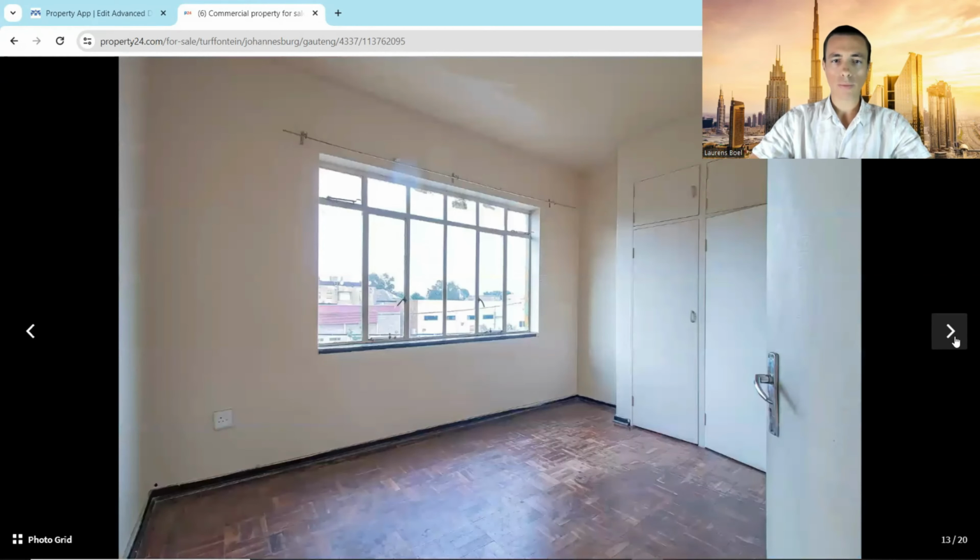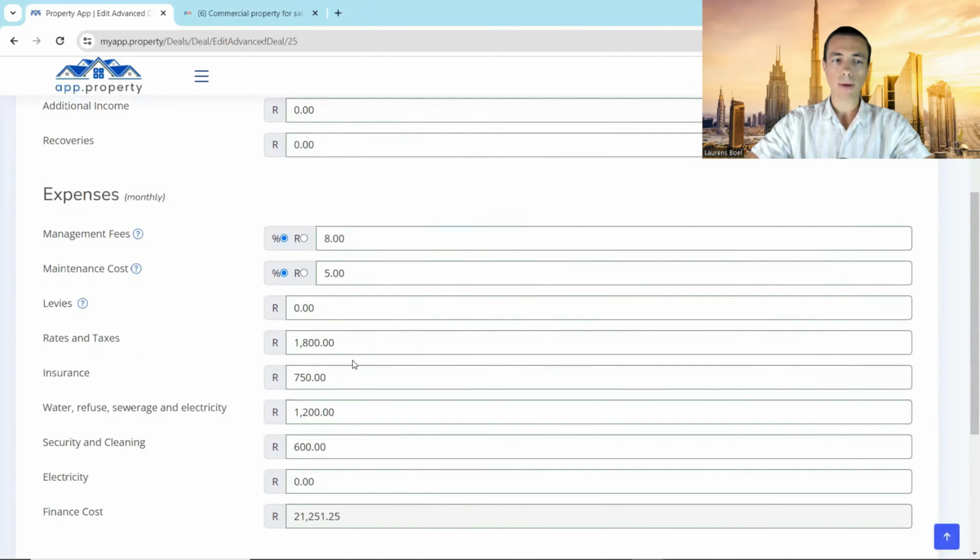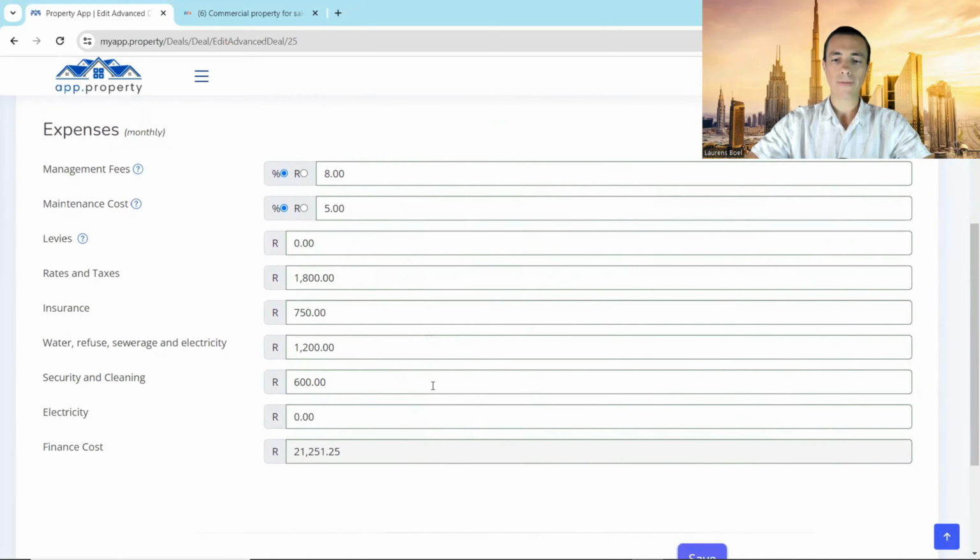Next, we've got cash flow. The monthly revenue or rent that this property can generate. I obviously haven't done due diligence yet. So these numbers are based on what the agent has given me. Obviously, you don't want to make a decision on what the agent gives. You want to make a decision based on proofs. So I'm using 70,000 of rent at an occupancy rate of 95%. I've got my management fees, my maintenance provision, rates and taxes, insurance, water, refuse, security, and cleaning, and my finance costs.